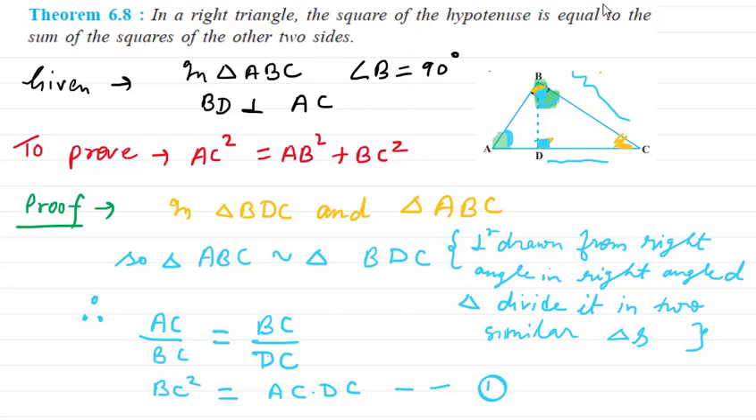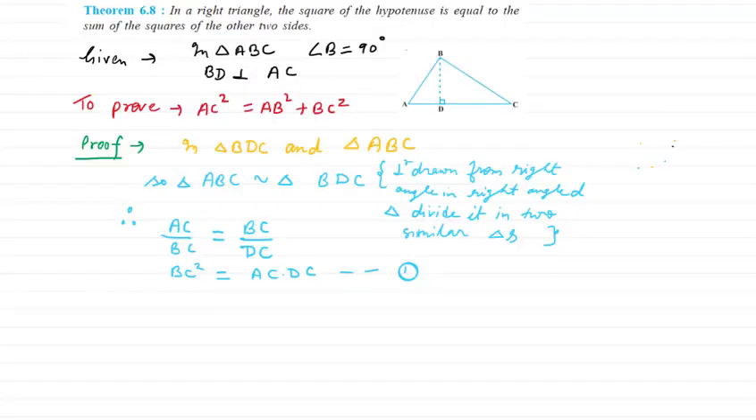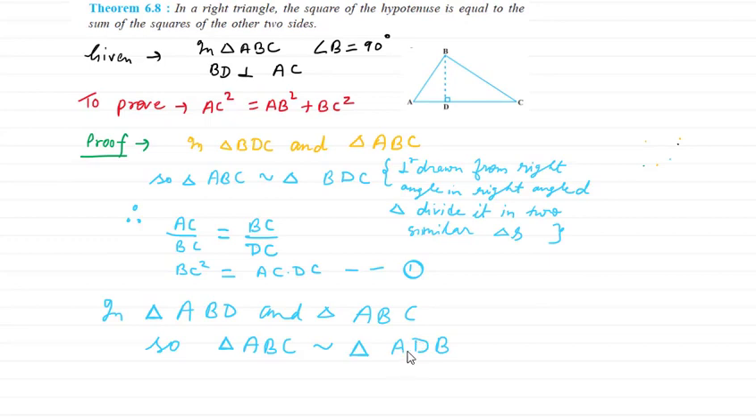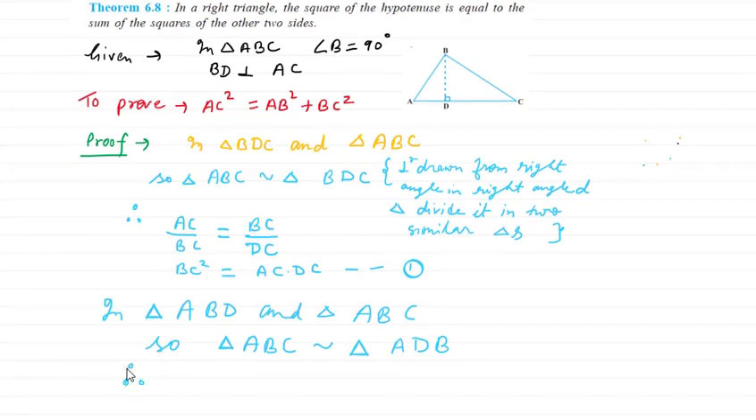Now the same thing we will do in the other triangle. So now we will go to triangle ABD and triangle ABC. So again these two triangles will be similar. So you can write that triangle ABC is similar to ADB. The reason, you can write the previous reason only. So now therefore what we can do here, again we will write the ratios of the corresponding sides will be equal, so that only we will do here.